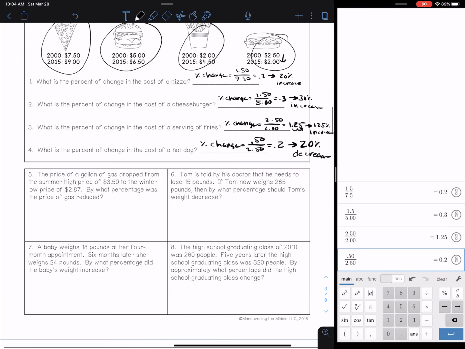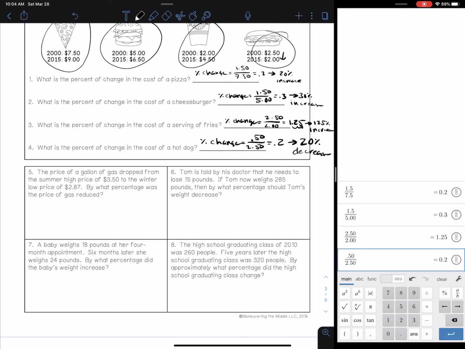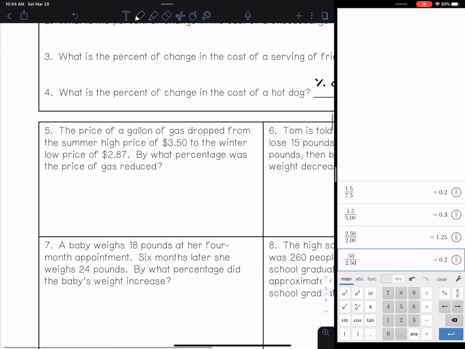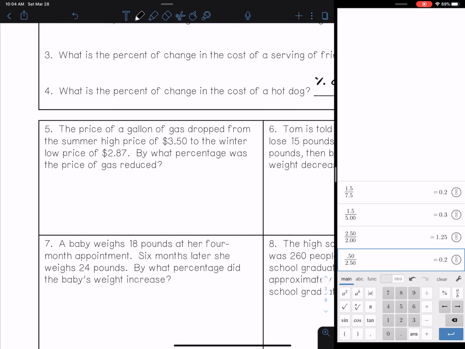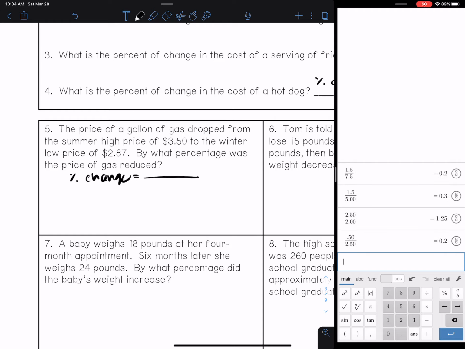Delicious. All right. Very quickly, these four right here. Number 5, the price of a gallon of gas dropped from the summer high price of $3.50 to the winter low price of $2.87. By what percentage was the price of the gas reduced? Okay, so percent of change equals the amount of change divided by the original. How do I find how much it changed by? Well, you have $3.50 minus $2.87. It's going to be 0.63.